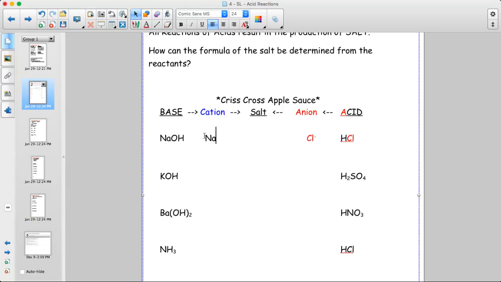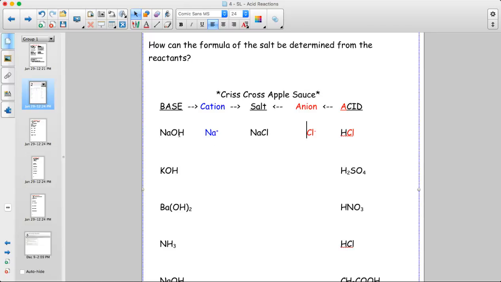And so whatever is left over is going to be your ion. So if we come over here, we're going to have an Na+ as the ion. And it's pretty obvious at this point what the salt is going to be. The salt is going to be NaCl, because 1 plus and 1 minus and everything is balanced.